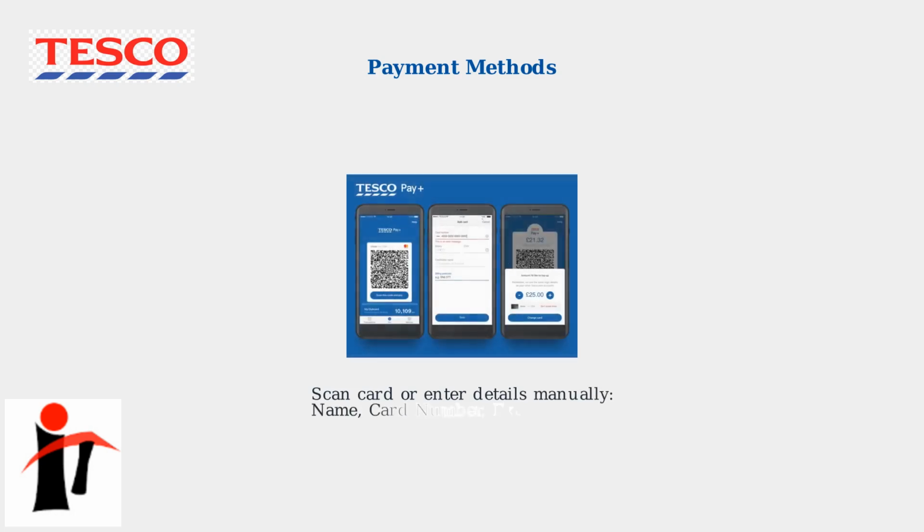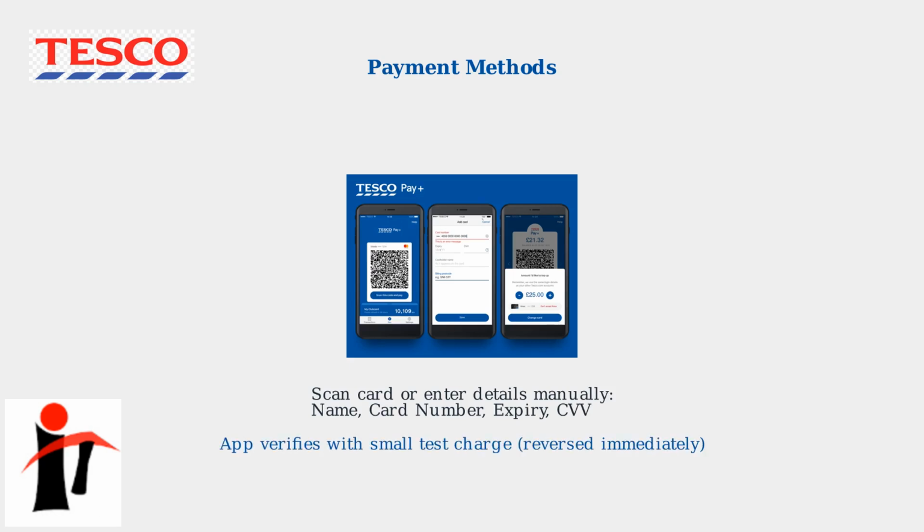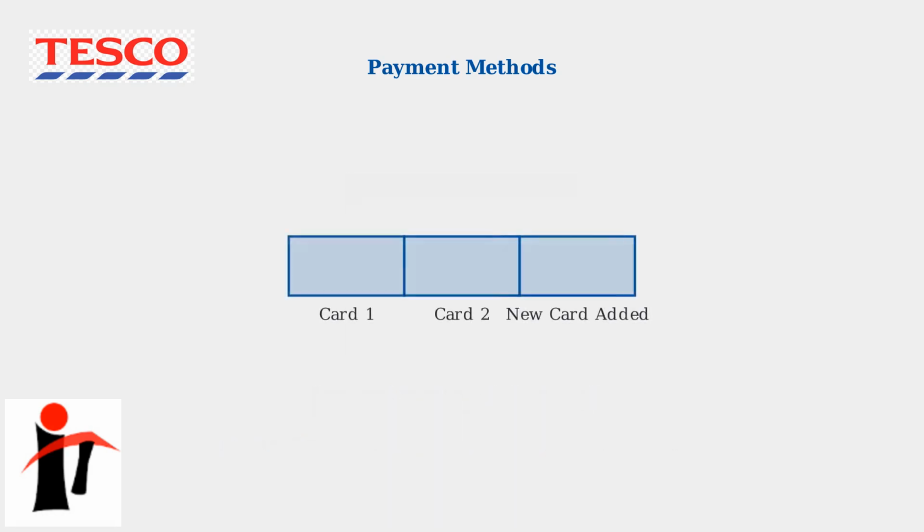You can either scan your card using your device's camera or manually enter the card details, including your name, card number, expiry date, and CVV. The app will then verify the card with a small test charge, which is immediately reversed. Once added, the card appears in your list.